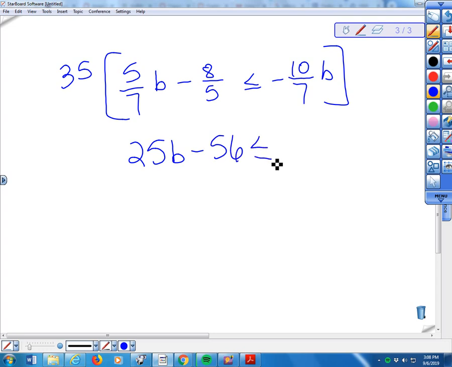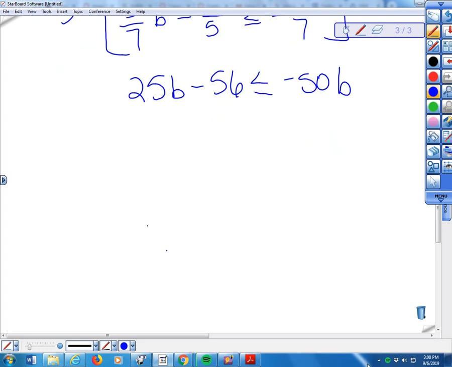35 divided by 7 is 5 times negative 10. Okay, I see it now. Now my fractions are gone. And I can add 50b, so I get 75b. And add 56.